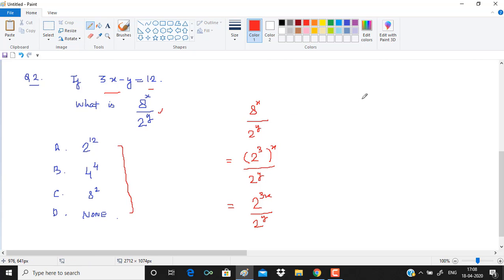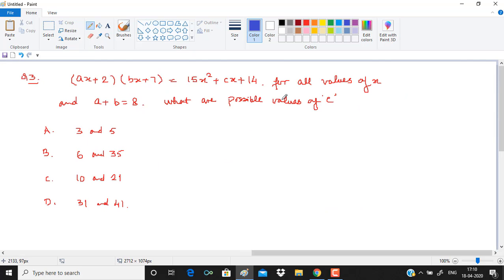Now if you remember a rule of exponents, x to power a over x to power b is x to power a minus b, you may simply write here 2 to power 3x minus y, and we are given that 3x minus y is 12. It means the answer will be 2 to power 12, and that is option A. So let us see another question.